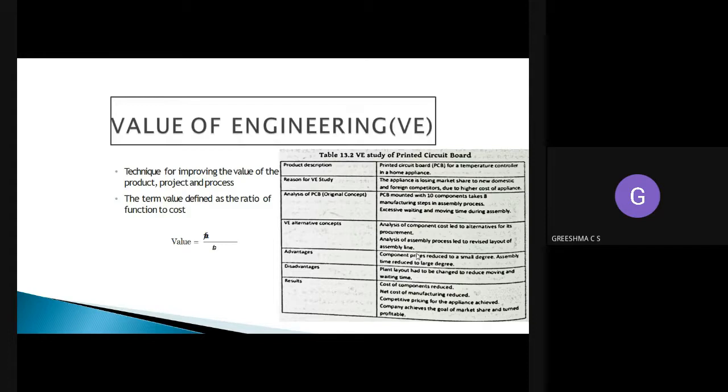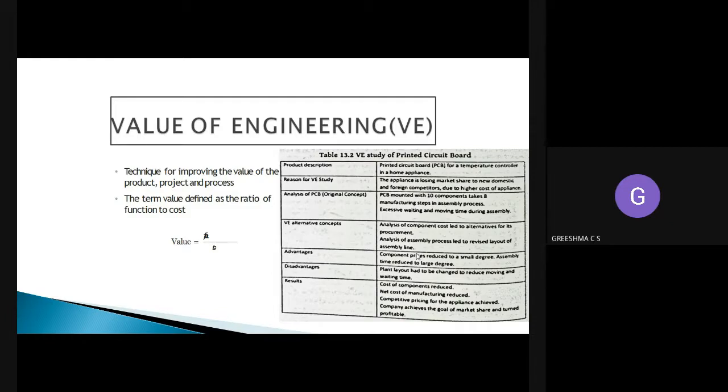Okay, the next stage you will analyze the disadvantages. Every product will have some advantages and disadvantages. Plant layout has to be changed to reduce the moving and the waiting time. So there is some disadvantage that it still has a waiting time. You have reduced the assembly time, the assembly process has been reduced, and waiting time has been reduced, but still the number of steps has not been reduced.